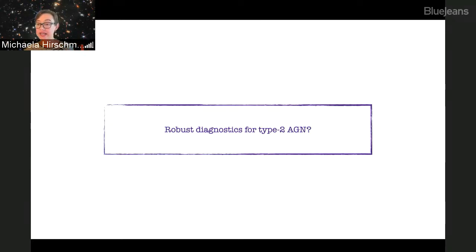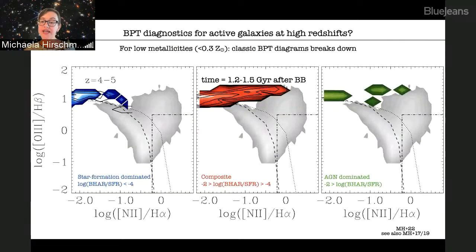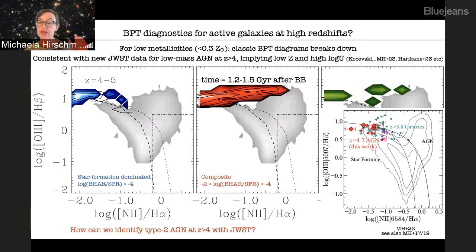How can we robustly identify type 2 HEN from high redshift galaxy spectra? Here I would like to start by saying that we're consistent with recent James Webb spectra, that also with the simulations, we find that low mass high redshift HEN move more and more towards the star formation dominated regime in the BPT diagram, meaning classic BPT diagrams pretty much break down.